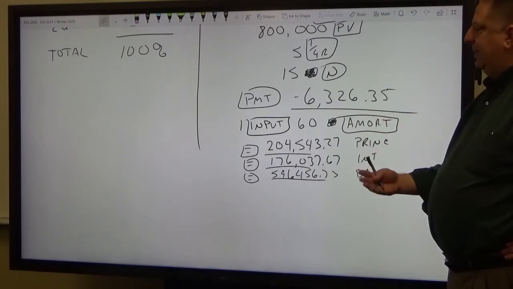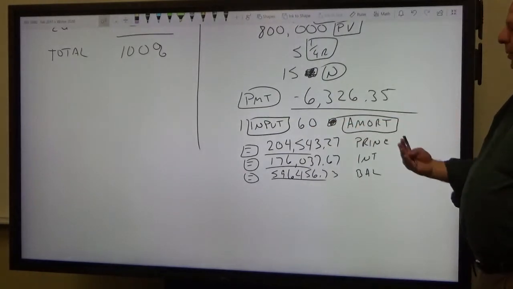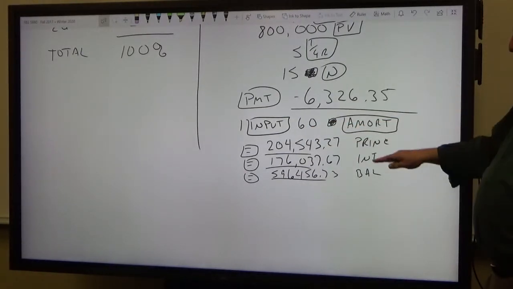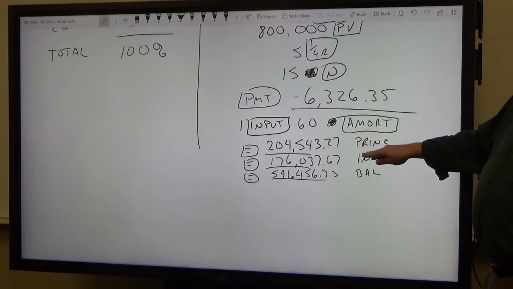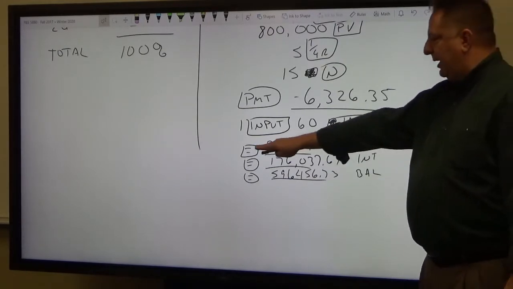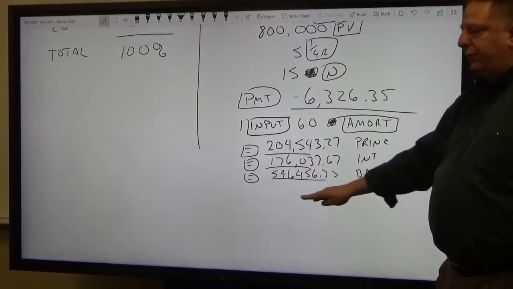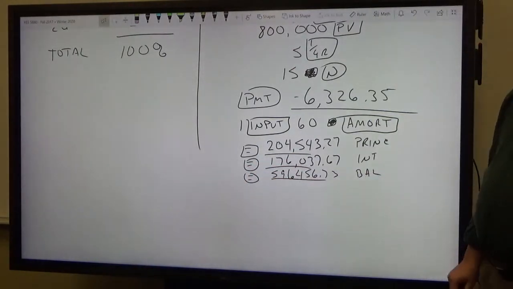Okay, so you do this, and what this is telling us is the calculator is saying, for the first 60 months, or the first 5 years, how much have we paid off in principal? How much have we paid in interest expense? How much do we still owe on the loan? This is the calculator's way of doing it. You hit equal the first time, it's giving you the principal. You hit equal the second time, it gives you the interest. You hit equal the third time, it gives you the balance.